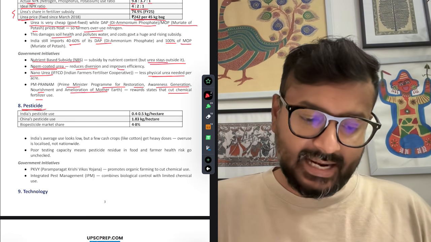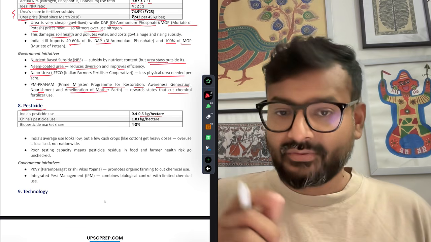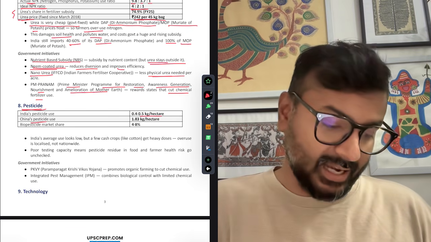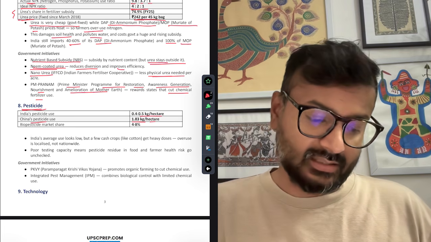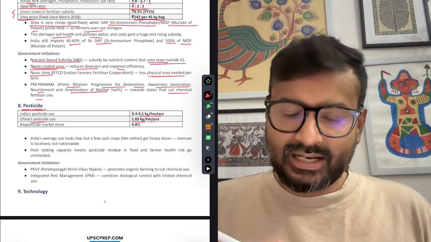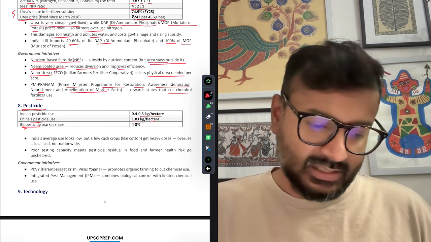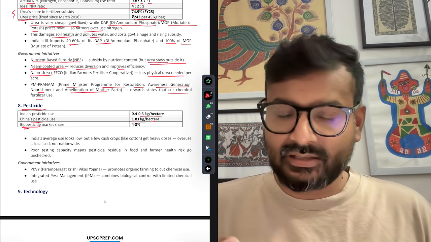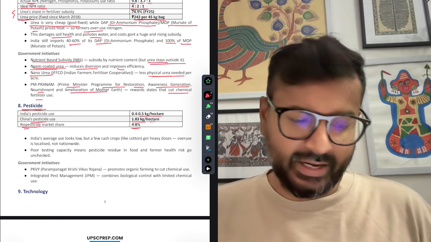In India, the pesticide use is 0.4 to 0.5 kg per hectare. Now, if we compare it to other countries like China, China is much higher at 1.83 kg per hectare. And among all the pesticides, most of the pesticide used in India is chemical pesticide. Biopesticide, which is more environmentally friendly, its usage is only around 4 to 8%.